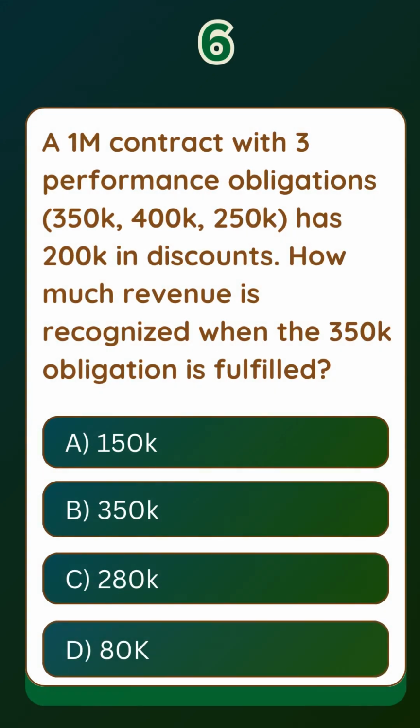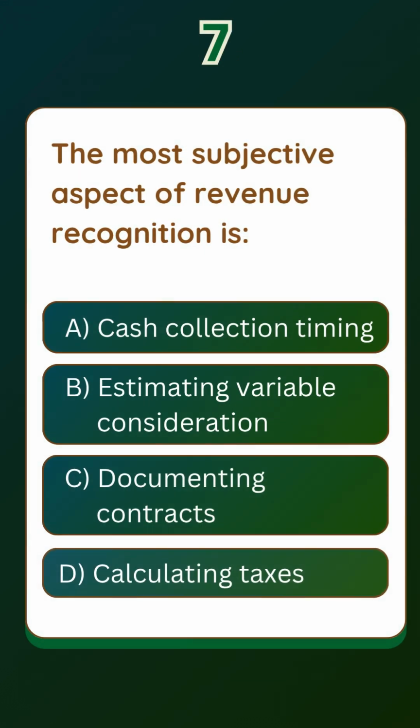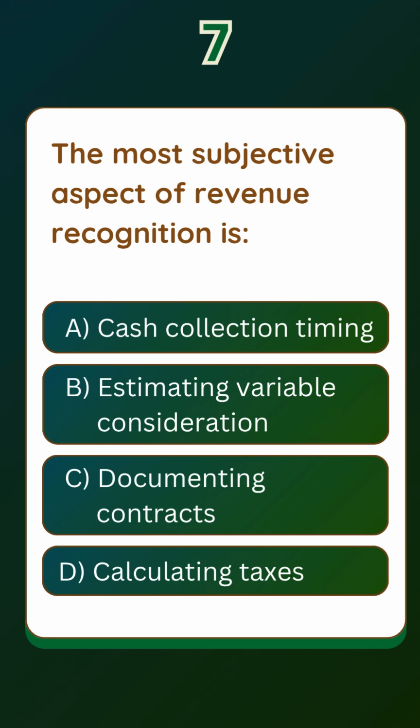Question 6. A $1 million contract with 3 performance obligations, that is 350K, 400K, and 250K, has 200K in discounts. How much revenue is recognized when the 350K obligation is fulfilled? Correct answer is option C. Solution to this question is available at the end of the quiz. Question 7. The most subjective aspect of revenue recognition is.